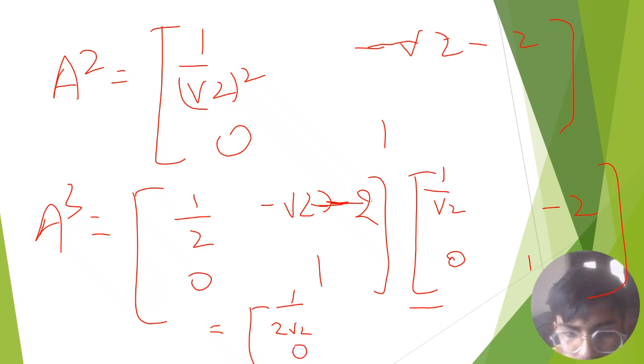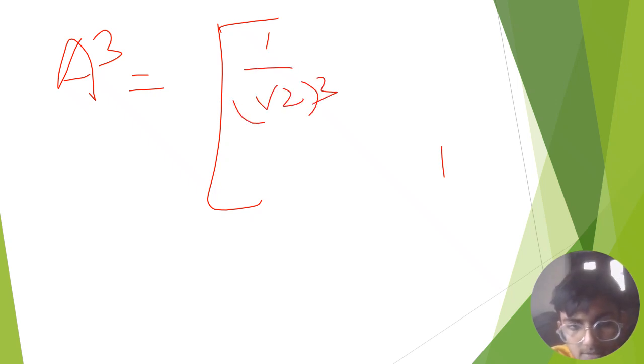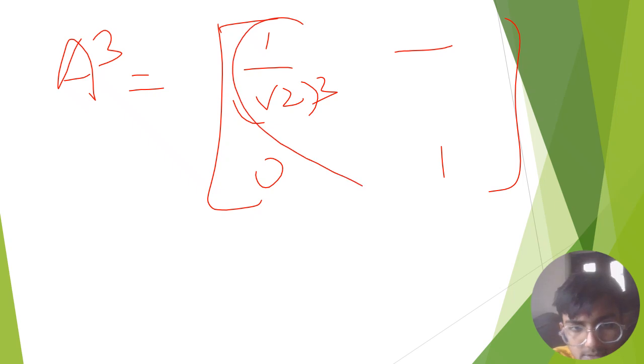and here it is also 1. So what we have observed is that as we are proceeding with A cube and all, we are just seeing that diagonal elements are behaving in this way. Like in A cube, it is like this: 1 and 0, and here something, 1. You have to consider this.